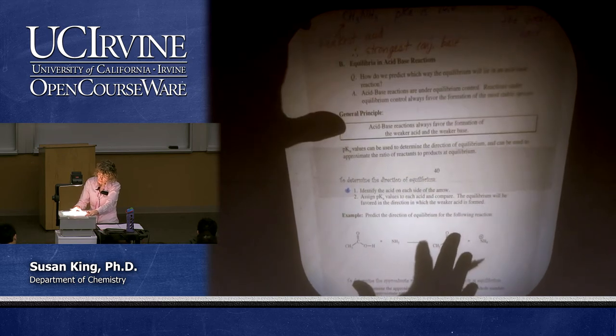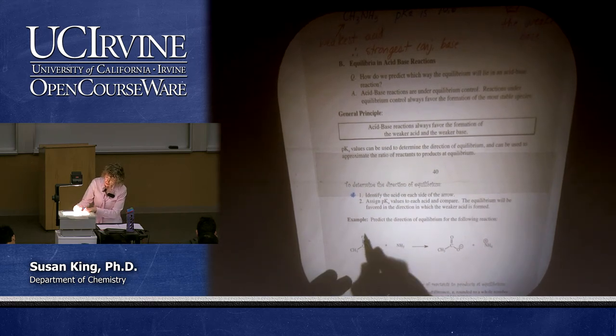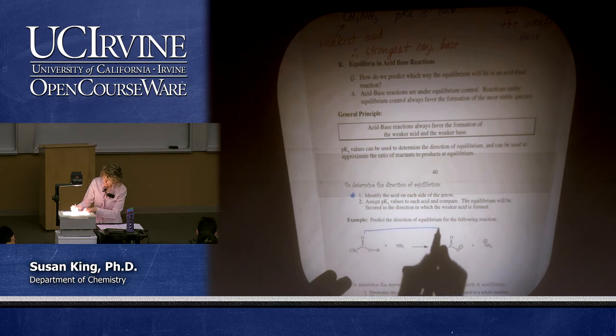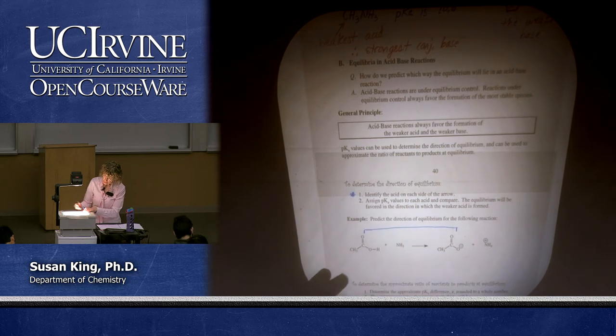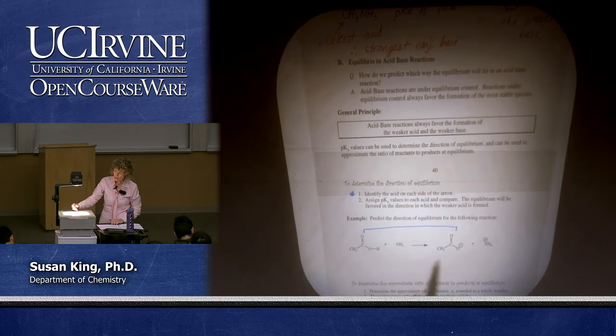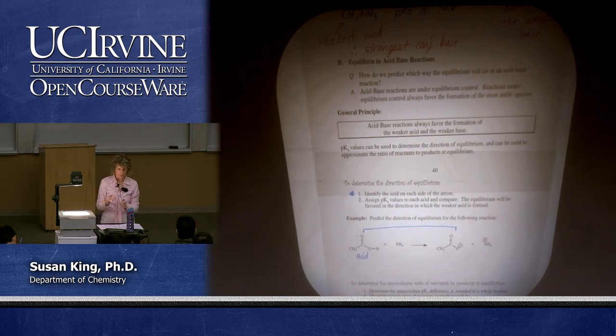So predict the direction of equilibrium for the following reaction. First we need to find the acid on each side. There's going to be one on each side. So I'm looking for conjugate acid-base pairs here, compounds that are interconverted by gain or loss of a proton. And you can see here we have a carboxylic acid and this is a carboxylate. So this is the acid here. We don't get too caught up in conjugate acid, conjugate base. We're just looking for the acid on each side of the equation.